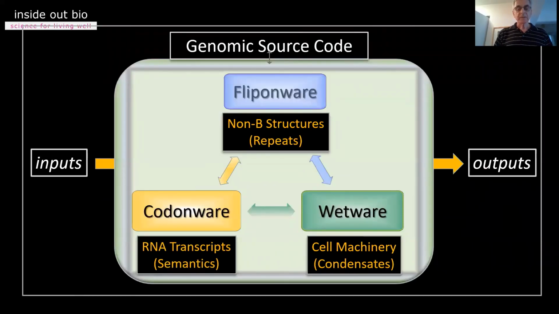Looking at the bigger picture, we have codon ware that represents the semantics of life. We have wet ware that represents the cell machinery of life. And we have flipon ware that represents the adaptability of life. Flipons change the readout of information from the genome. They change the genetic programs run, and they change how inputs are converted to output. By their binary nature, flipons are essential elements of a digital genome, and through their effects on phenotype are subject to natural selection.